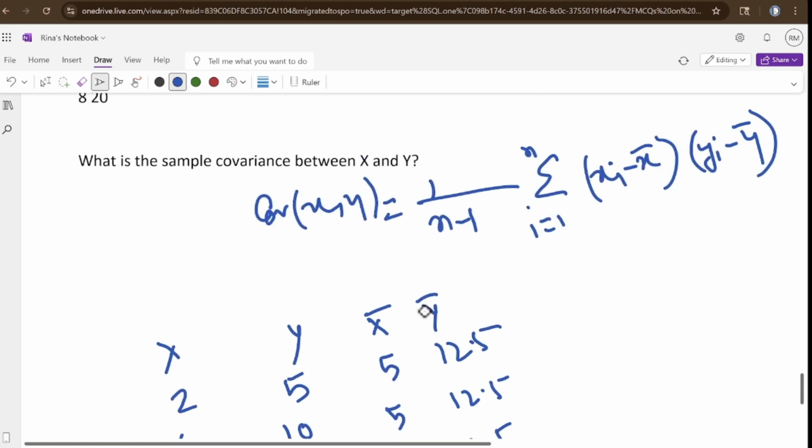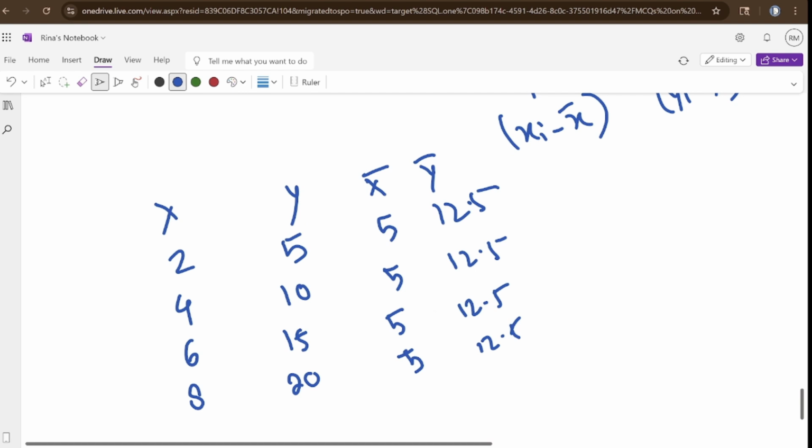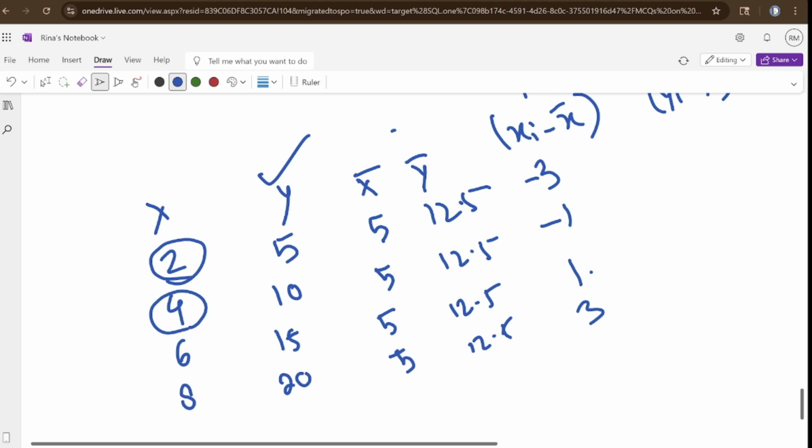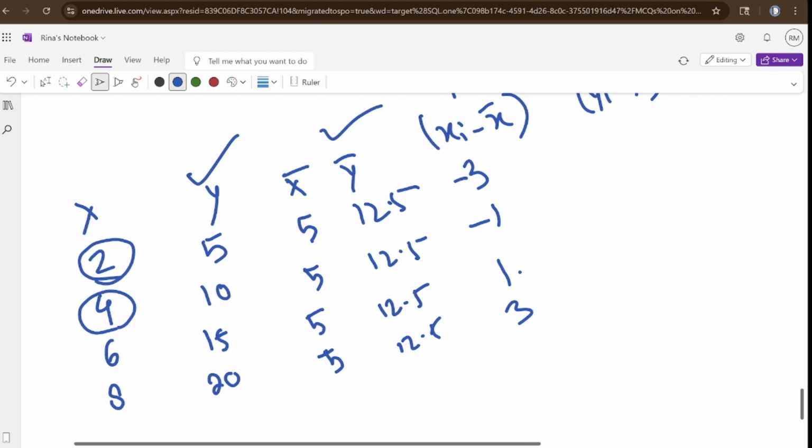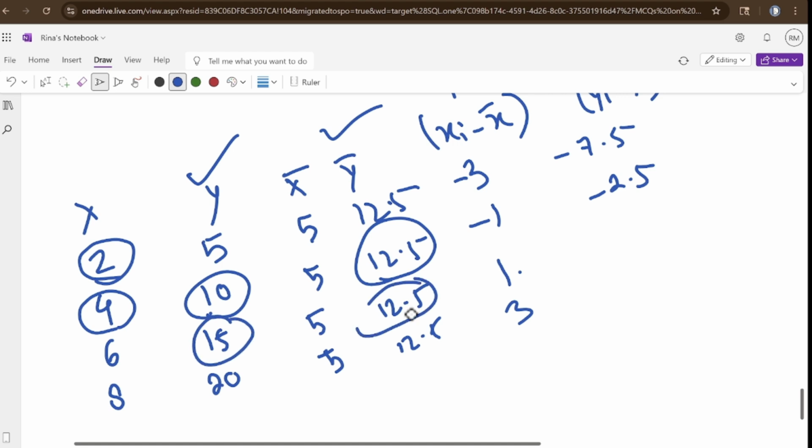Now we have to calculate xi minus x bar and yi minus y bar. For xi minus x bar, xi means every value of x. 2 minus 5 is minus 3. 4 minus 5 is minus 1. 6 minus 5 is 1. 8 minus 5 is 3. For yi minus y bar: 5 minus 12.5 is minus 7.5. 10 minus 12.5 is minus 2.5. 15 minus 12.5 is 2.5. 20 minus 12.5 is 7.5.